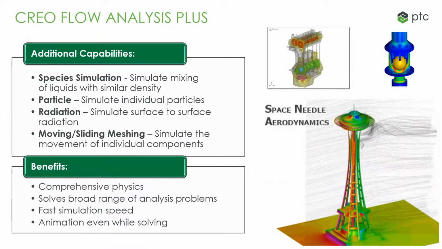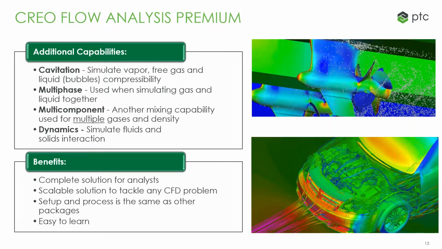And then next, if you want to do things like analyze elements such as actual individual particles or radiation, you might choose then to move up to the plus package. So this also gives you the ability to simulate the movement of individual components, along with what we saw there with animating the analysis even while it's running. And finally, if you're going to be working with things like dynamic models or multi-phase or multi-component systems, that's when you would want to utilize the premium package. So you get capabilities for cavitation, simulating fluids and solids interacting. Really, this is going to be the complete fluid analysis solution.